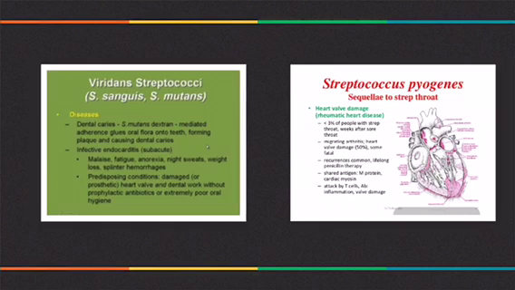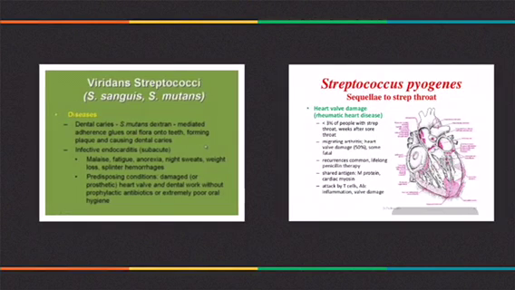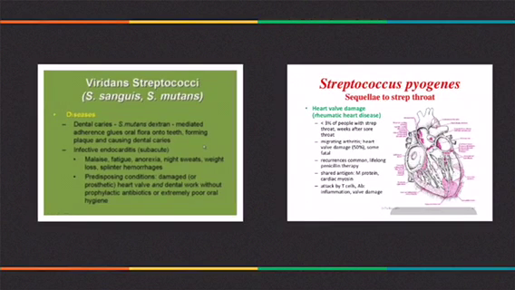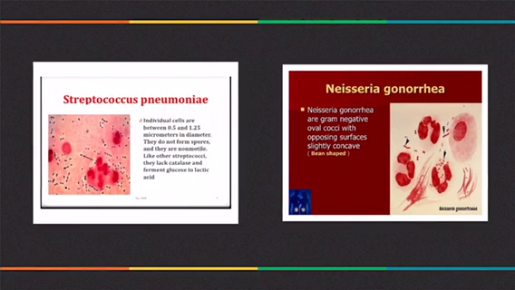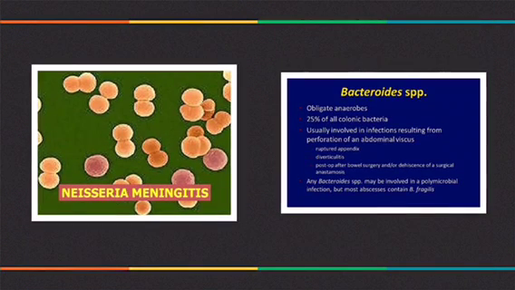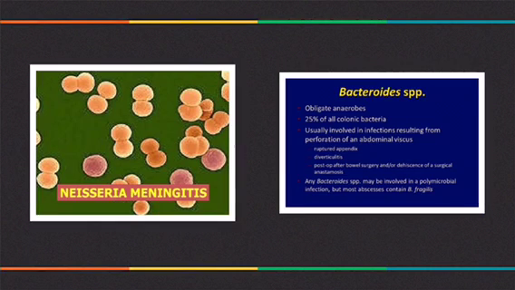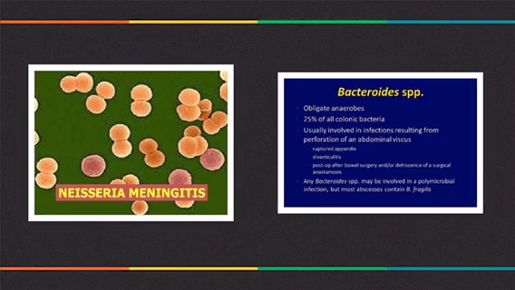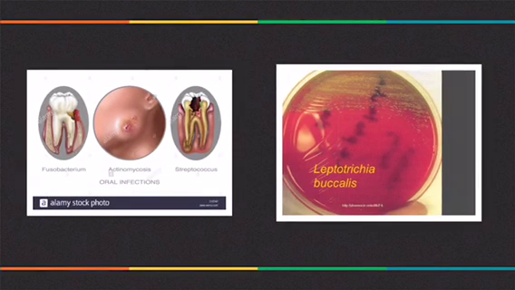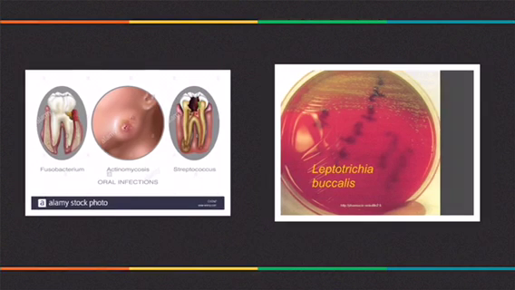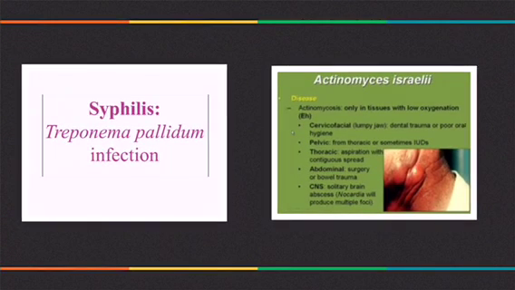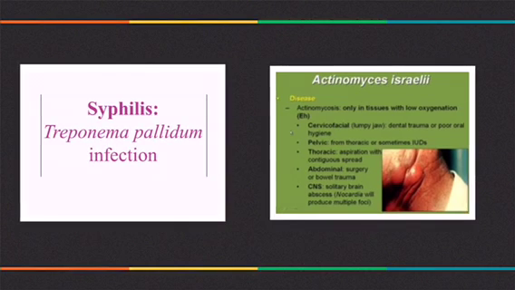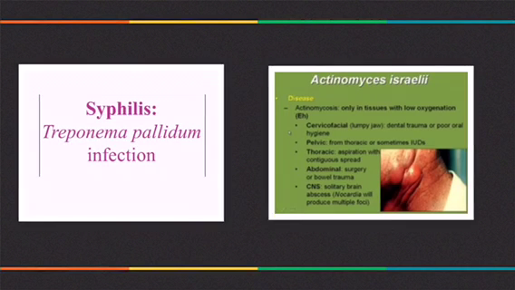Organisms susceptible to penicillin G and V are: number 1, viridans streptococci; number 2, Streptococcus pyogenes; number 3, Streptococcus pneumoniae; number 4, Neisseria gonorrhoeae; number 5, Neisseria meningitidis; number 6, oral bacteroides; number 7, oral fusobacterium; number 8, Leptotrichia buccalis; number 9, Treponema pallidum, or what we call syphilis; and number 10, Actinomyces israelii.